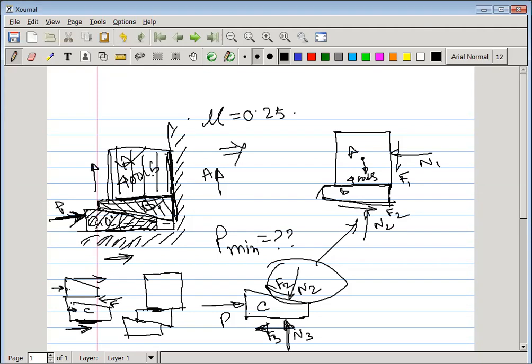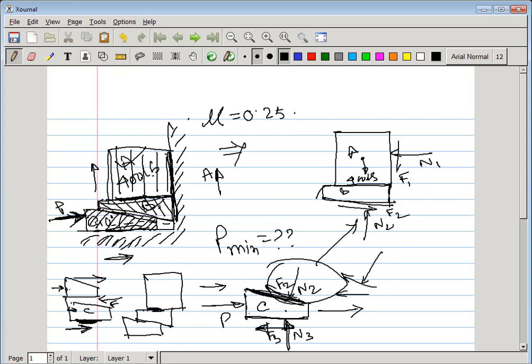And the normal is always perpendicular to the surface. Similarly, for the upper contact surface, as the block moves in this direction, the friction force should be in the opposite direction. As this is inclined, the friction force is also inclined, and the normal is perpendicular to the contact surface. So that's why we draw this.